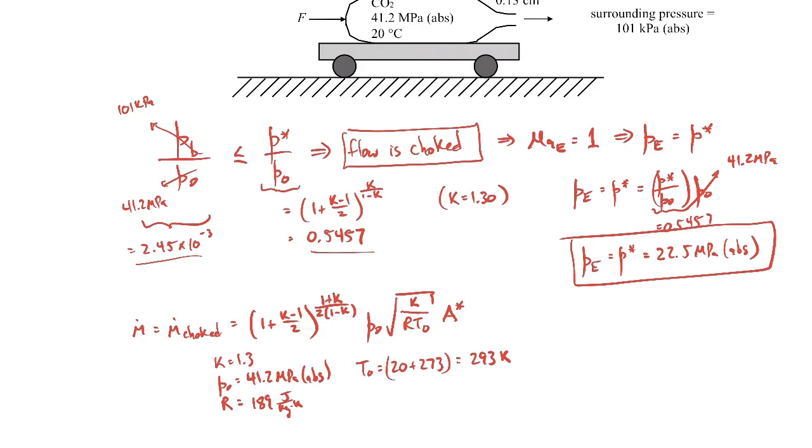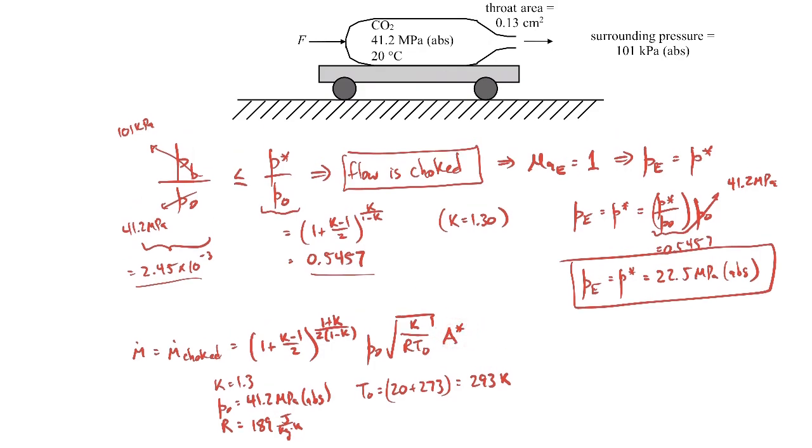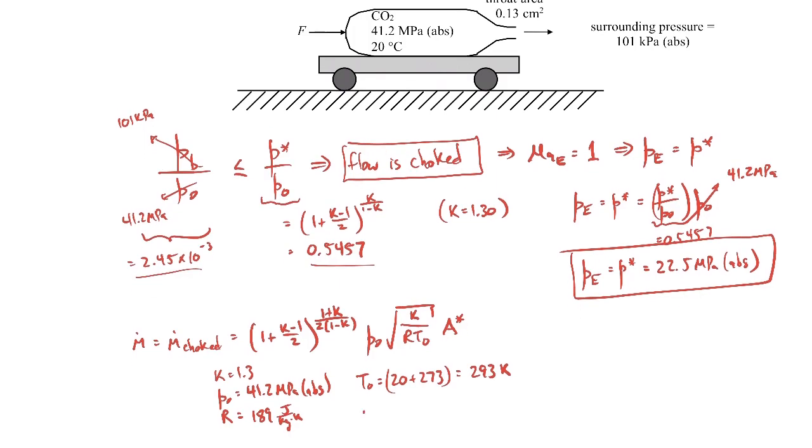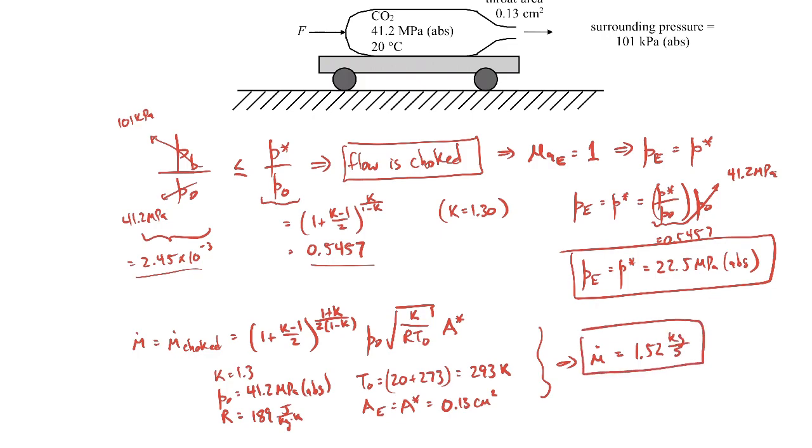And then the last little bit is the A star, but the A star will be the throat area. But remember that the Mach number here is equal to 1, so that means that the sonic conditions here, so that means that the throat area is actually the sonic area. So the area at the exit is the sonic area, which is 0.13 square centimeters. So we can take those numbers, plug them in, and work it all out. And what you'll get is m dot comes out to be 1.52 kilograms per second. So that's how we find the mass flow rate.